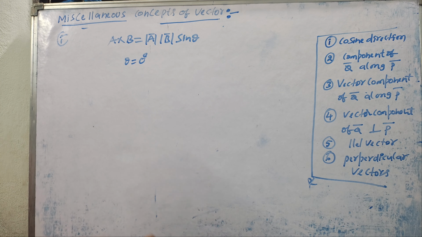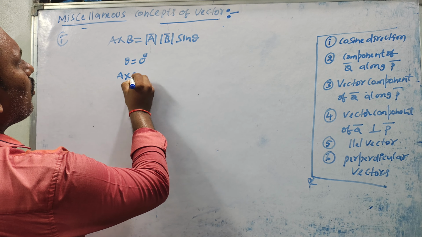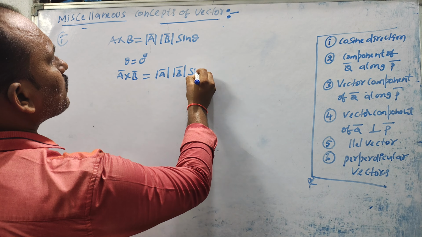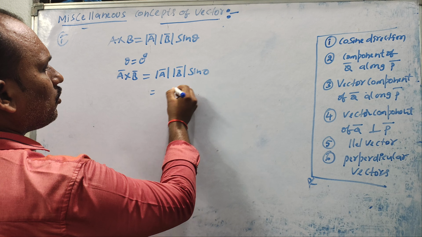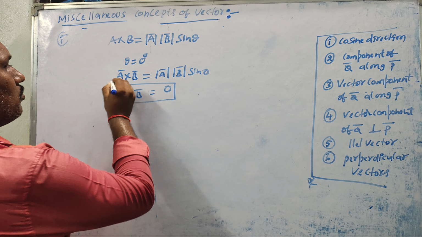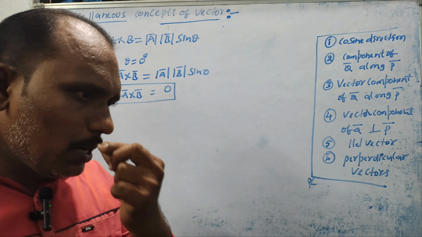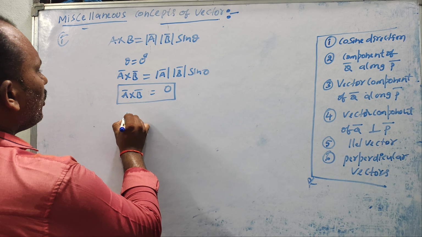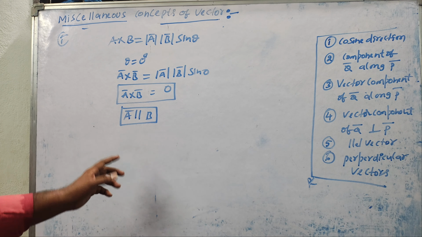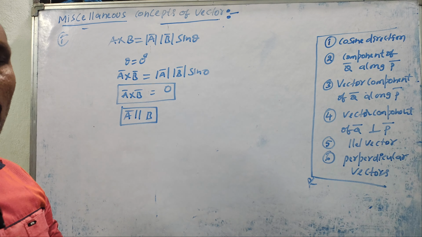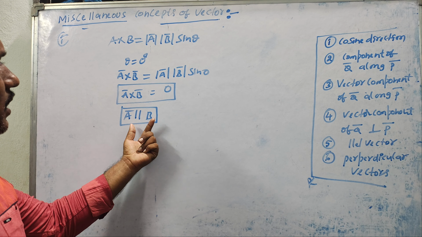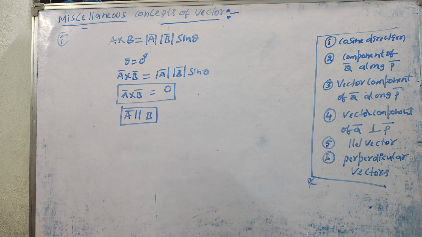Now I am substituting here. So a bar cross b bar is equal to modulus of a bar, modulus of b bar sin 0. So sin 0 becomes 0. That means a bar cross b bar is equal to 0. So when the cross product becomes 0, what is the meaning of it? So a bar is parallel to b bar. Very important: when the cross product becomes 0, the meaning is that both vectors are parallel. That is the first one.